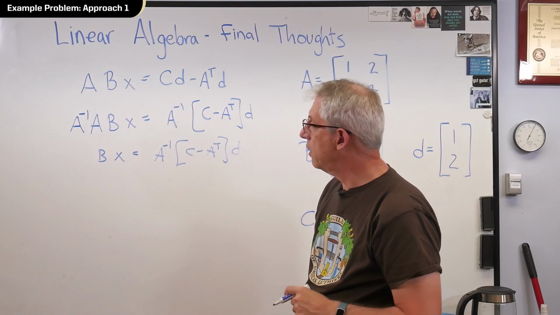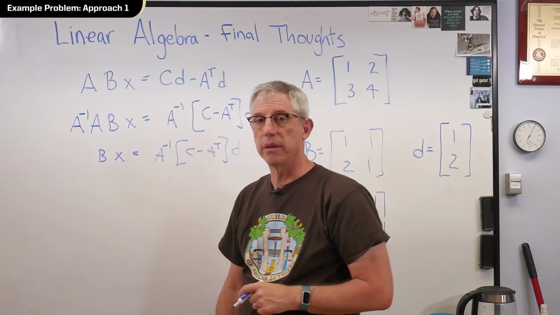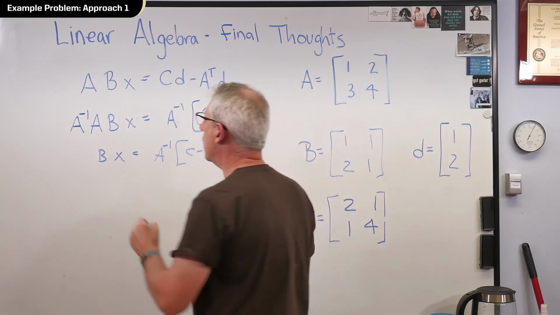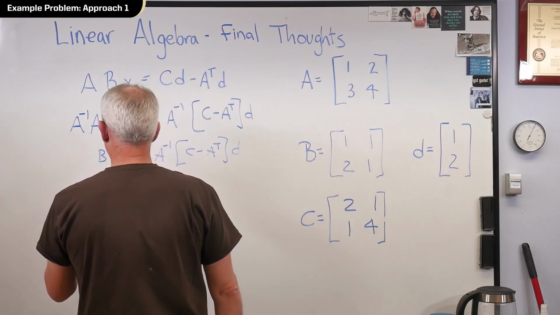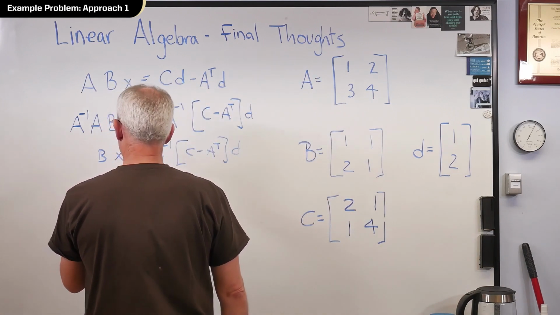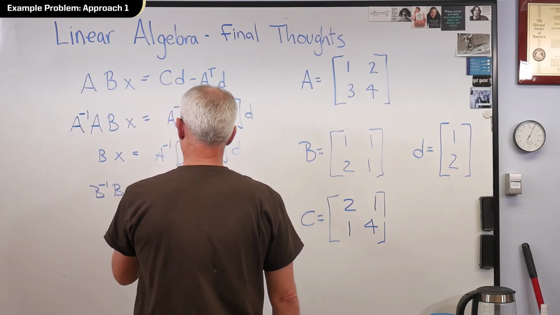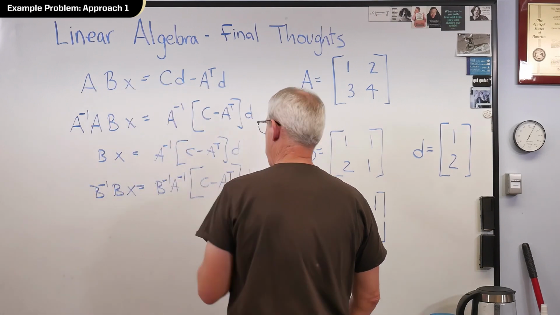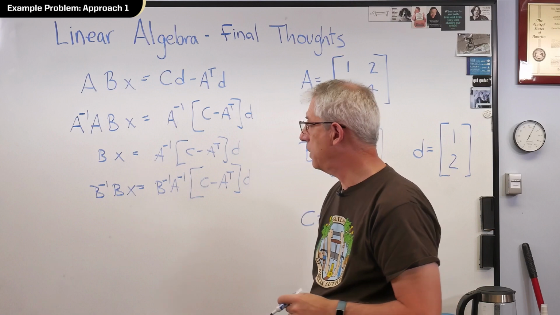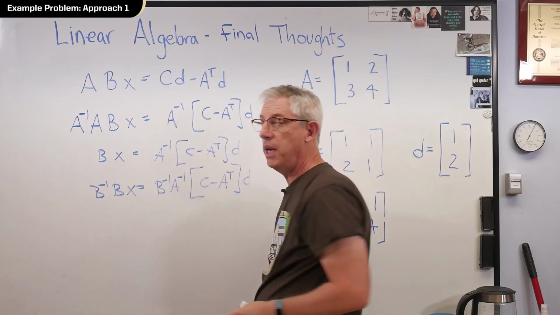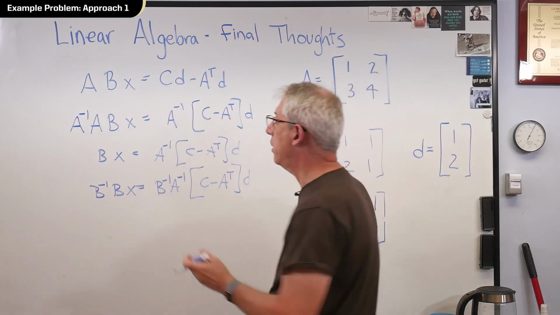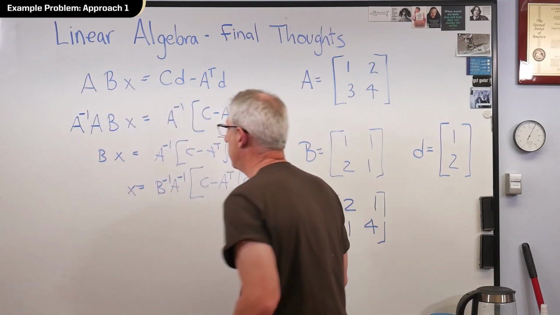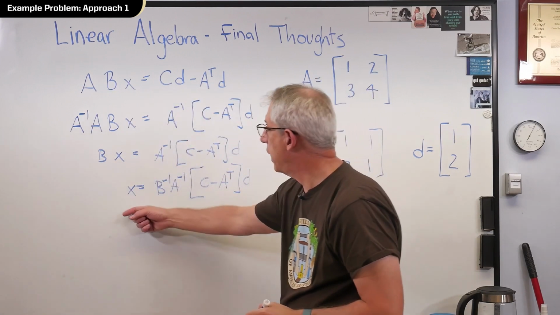So last thing I've got to do is somehow make B go away. Well, let's just do the same thing. Multiply through by B inverse. Okay, pretty easy, huh? B inverse B is just I, which is 1. Don't need it. There we go. There's how to solve this.